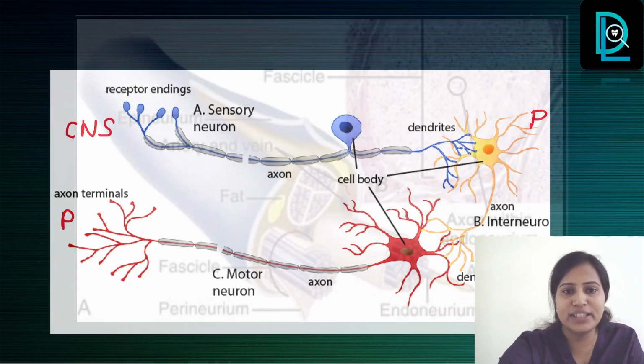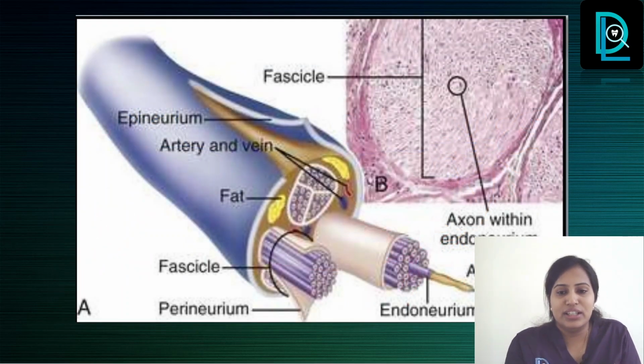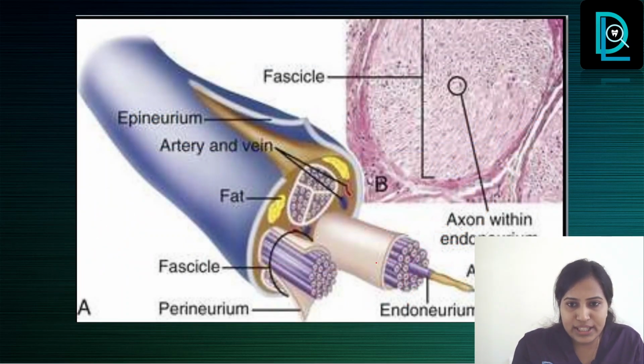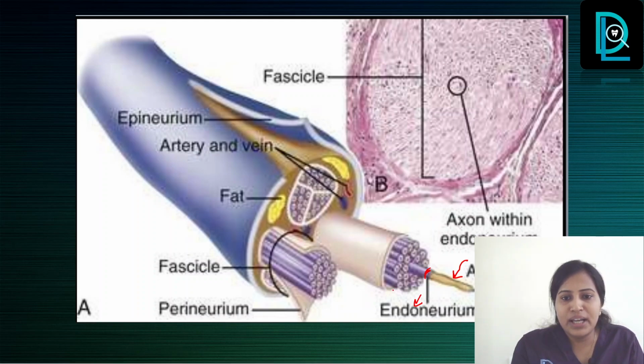Now let's see how these neurons are arranged. We have already seen what is an axon. See, this is axon here. Each axon is covered by a sheath called endoneurium. This particular structure here is endoneurium, and all these axons are packed up together in a vesicle, and this vesicle is covered by another sheath called as perineurium. Perineurium here, okay?